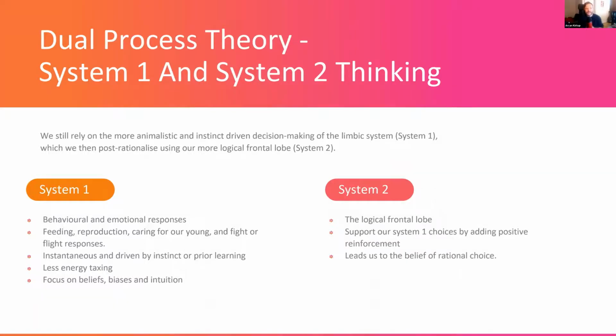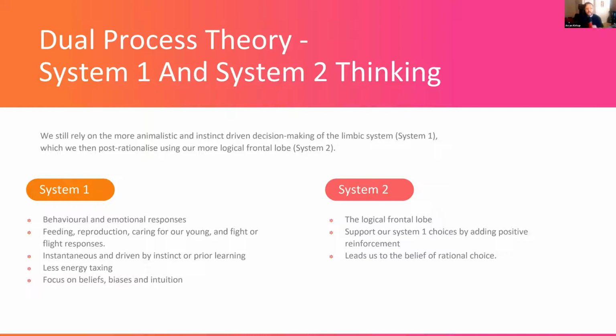Let's discuss dual process theory and explain how applying this framework to UX design can help. The limbic system is the part of the brain involved in our behavioral and emotional responses, especially when it comes to behaviors we need for survival, so feeding, reproduction, caring for young, and fight or flight responses. Psychologist and Nobel Prize winner Daniel Kahneman describes this kind of thinking as System 1 thinking in his book, Thinking, Fast and Slow. System 1 thinking is instantaneous and driven by instinct or prior learning, while being less energy taxing and quicker than engaging the logical frontal lobe, or System 2, as Daniel calls it.